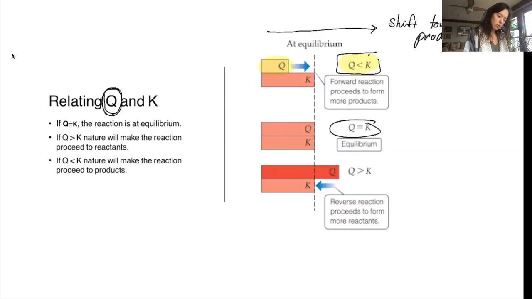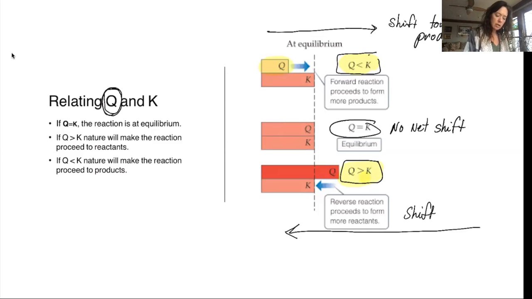If in fact Q is equal to K, we have no net shift. Remember, we're still moving in the forward and the reverse direction simultaneously at the same rate, but those rates will continue to be equal. If we see that Q is greater than K, we need to infer from that that we are past equilibrium. What will need to happen is we will shift back towards the left, towards reactants, so that we will see a net gain in reactants and a loss in products. Hopefully that makes sense.